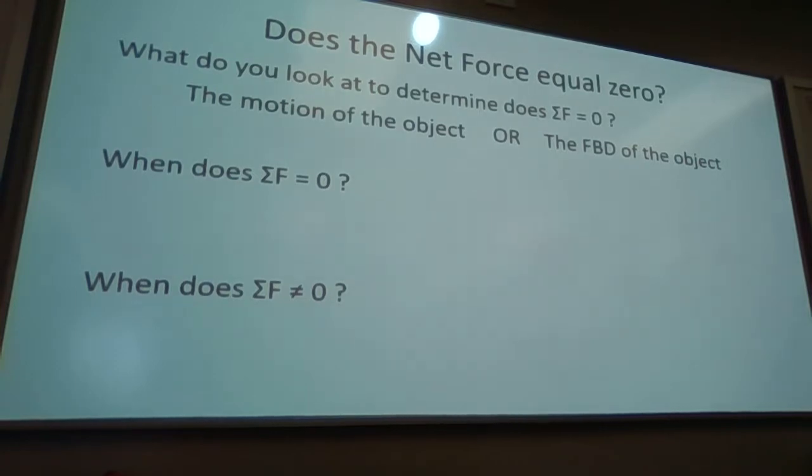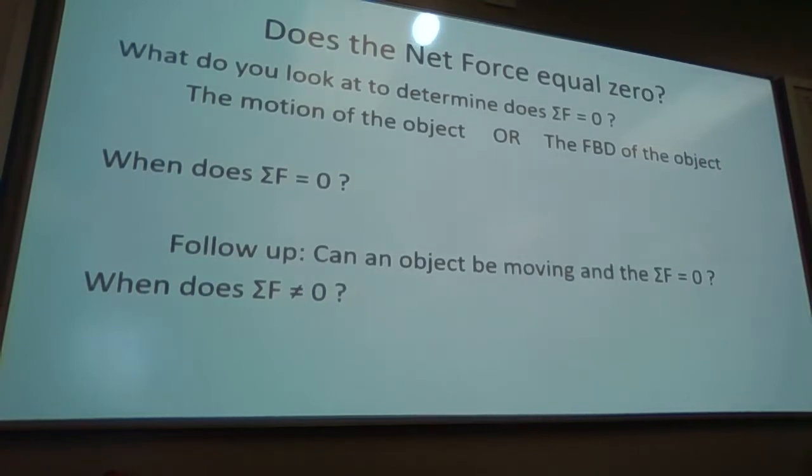Okay, follow-up question to that. Can an object be moving and the sum of the forces be equal to 0? Yes. When would that be the case? It's moving at a constant velocity. Okay, so if it's doing what inertia wants to do, if it's moving at a constant velocity, if it's at rest and staying at rest, the sum of the forces are equal to 0.